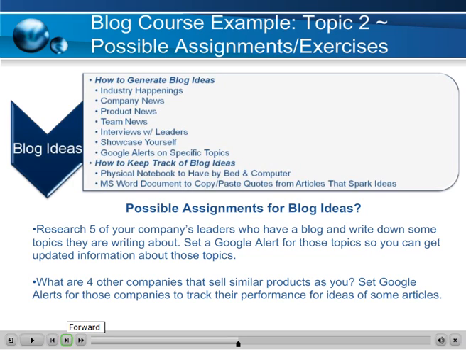So possible assignments for the main topic of blog ideas would be to research 5 of your company's leaders who have a blog and write down some topics they're writing about. Set a Google alert for those topics so you can get updated information about them. Or 2, what are 4 other companies that sell similar products to yours? Set Google alerts for those companies and keep track of their performance for ideas for some articles.